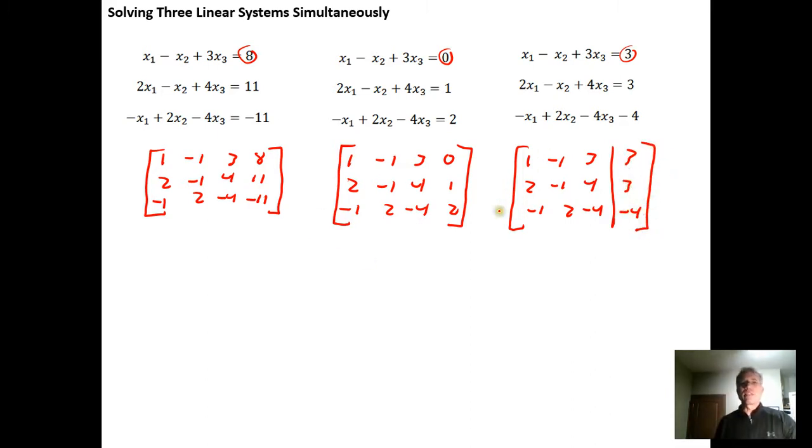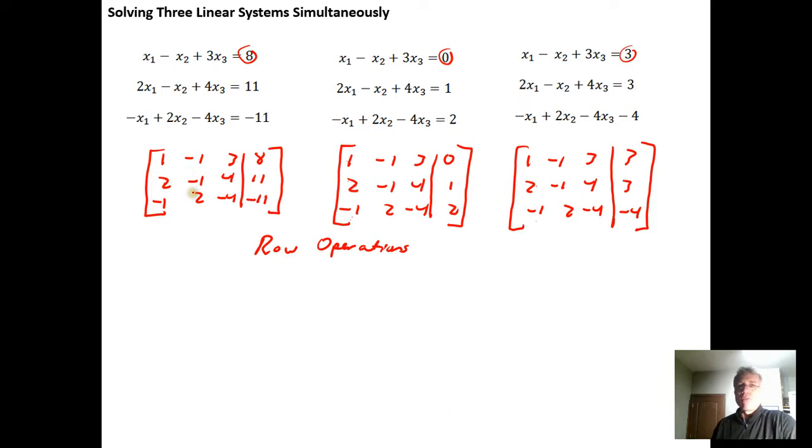So the idea is if we were to set up three individual augmented matrices and solve them, the elementary row operations that we would apply to each matrix would be exactly the same. To get a leading 1, we would do the same thing for all three matrices. To zero out the two terms underneath the leading 1, we would make exactly the same moves.